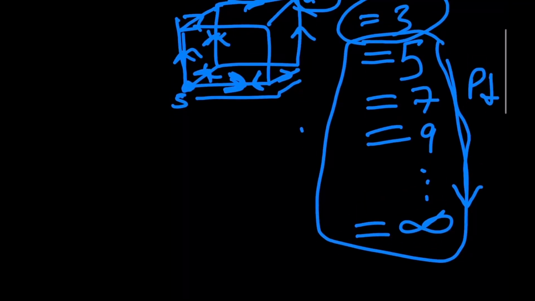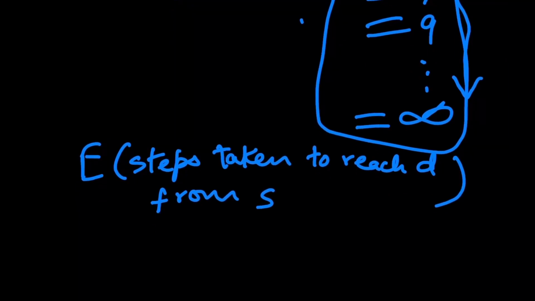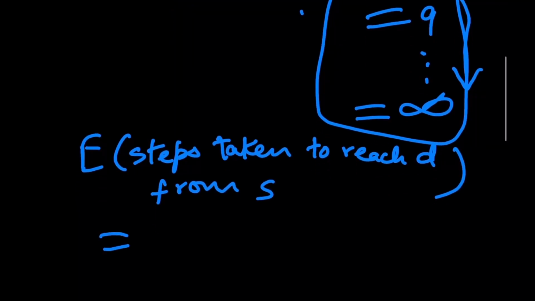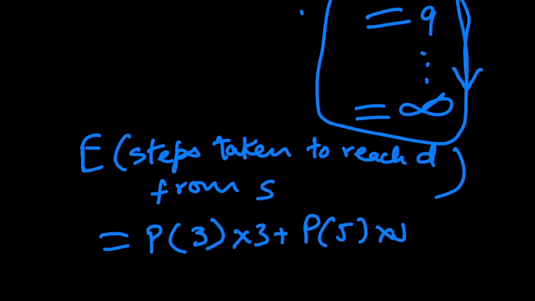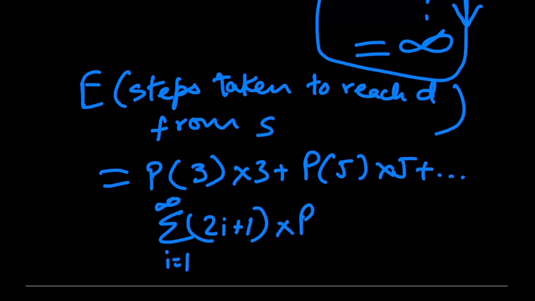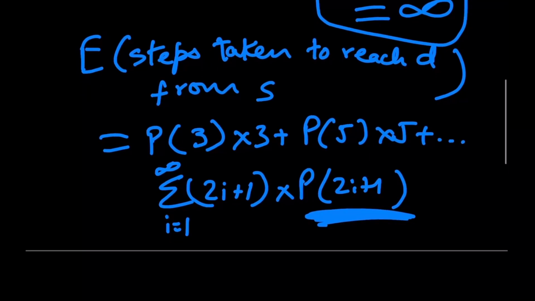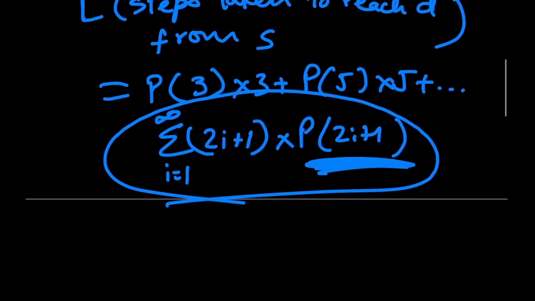So that's why if we were to calculate what is asked in the question, which is the expected number of steps to reach D from S, this would come out to be the probability that we are just going to take 3 steps times 3 plus the probability that we are just going to take 5 steps times 5, and this would come out to be an infinite summation, right? Basically i goes from 1 to infinity, (2i plus 1) times the probability of 2i plus 1. But since this value keeps on decreasing, this would come out to be a constant value. And well, the question is to calculate this value, right?